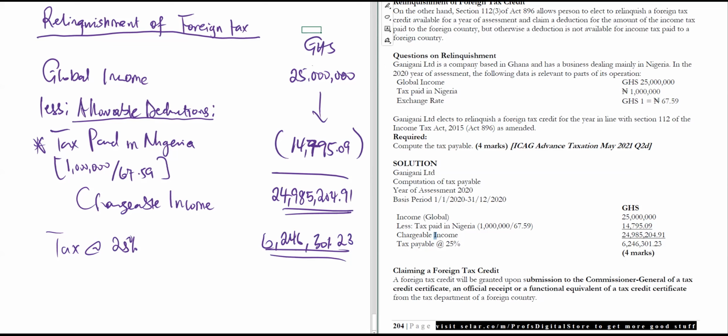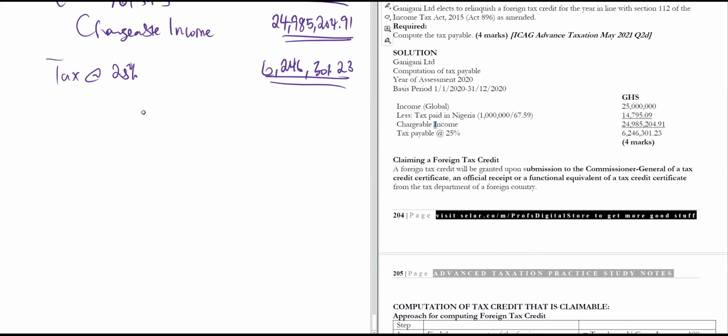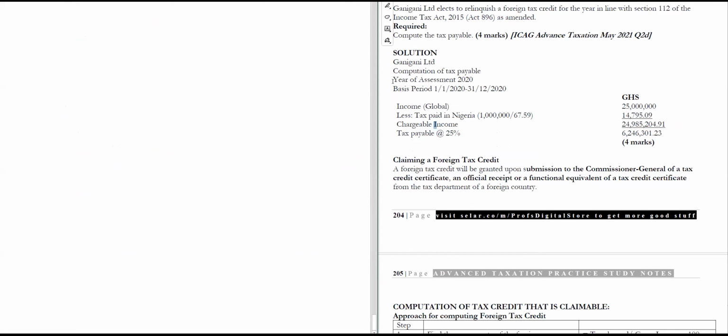So relinquishment is the same as the deduction method that we learned, right? Where the foreign tax is treated as a deduction against his income, right? This is okay. Are we okay with relinquishment? Are we okay with relinquishment? Hello. Yes, we are. Hello, sir.